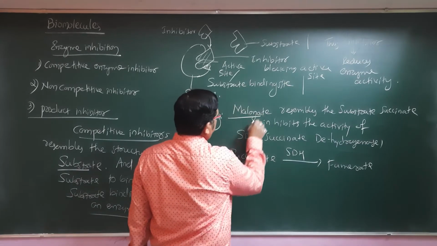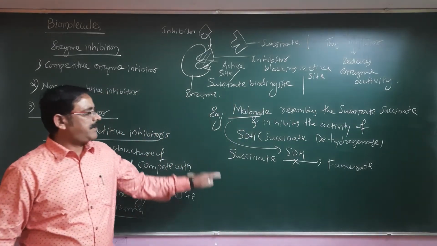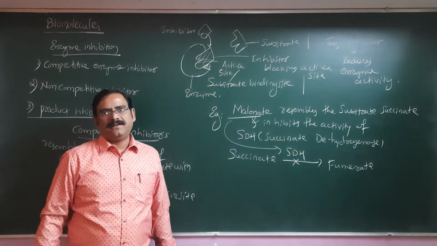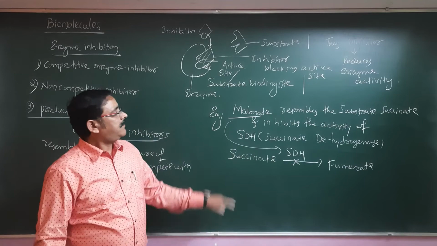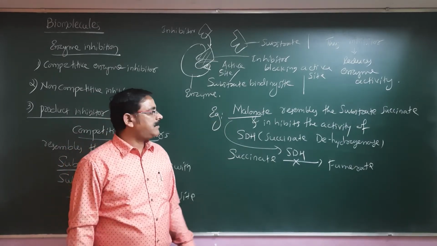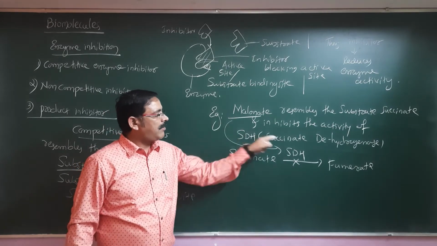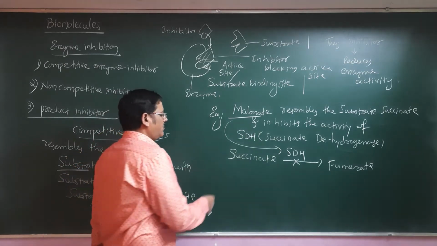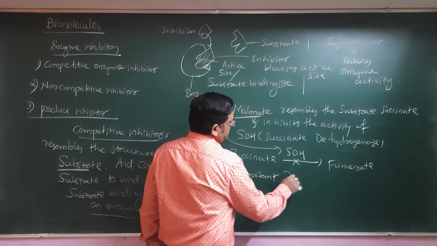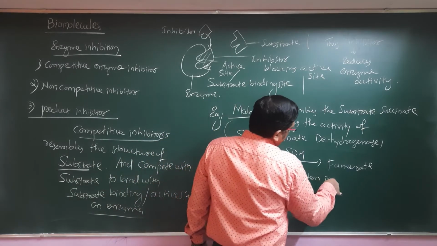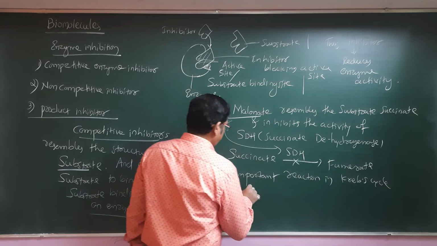But what is malonate doing? It goes and binds with the SDH, so SDH cannot do this reaction, which is a very important reaction in the Krebs cycle. This reaction is happening every now and then in the mitochondria, and malonate is a competitive inhibitor for the substrate succinate. It resembles the structure of succinate and blocks the enzyme SDH. So an important reaction in the Krebs cycle is affected.